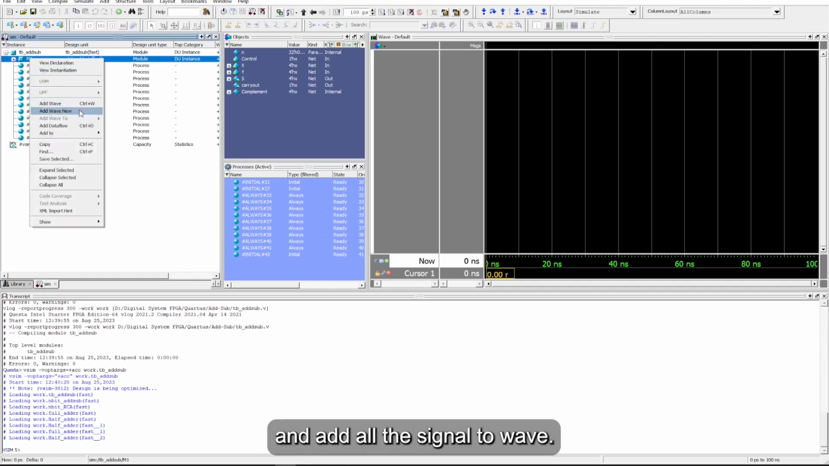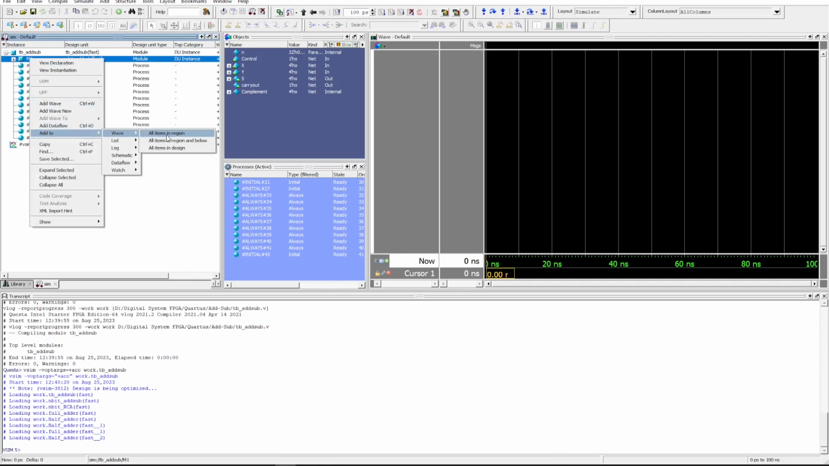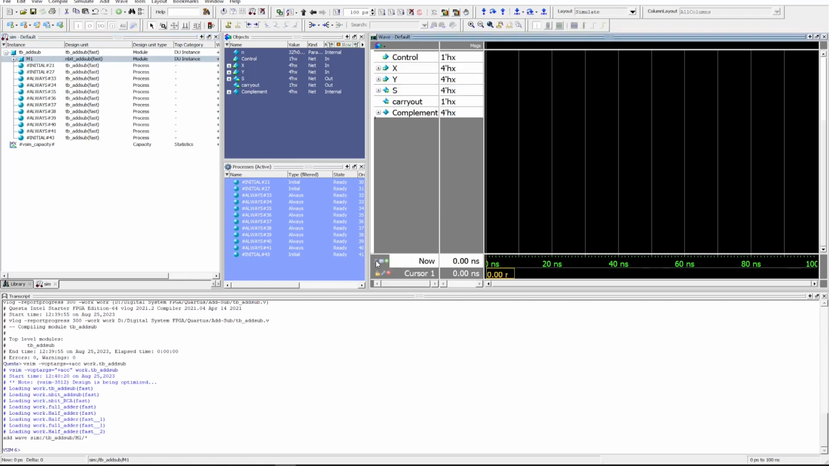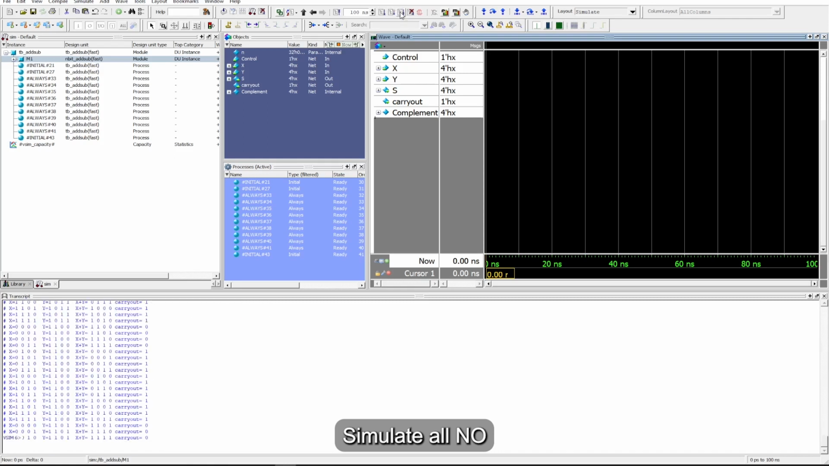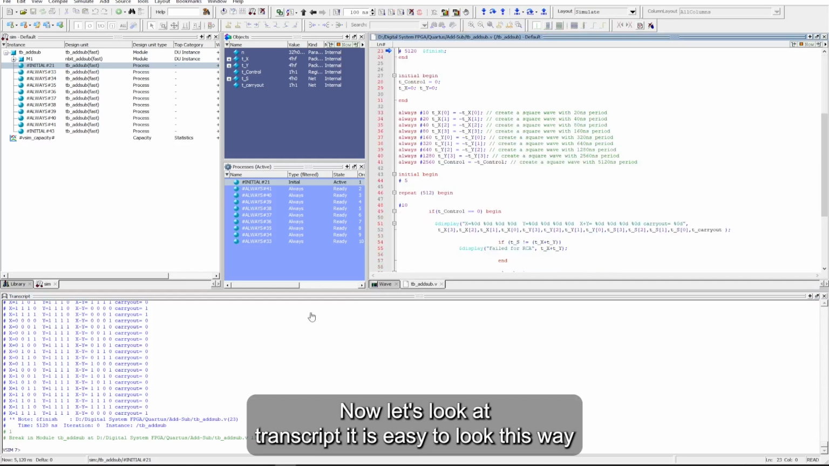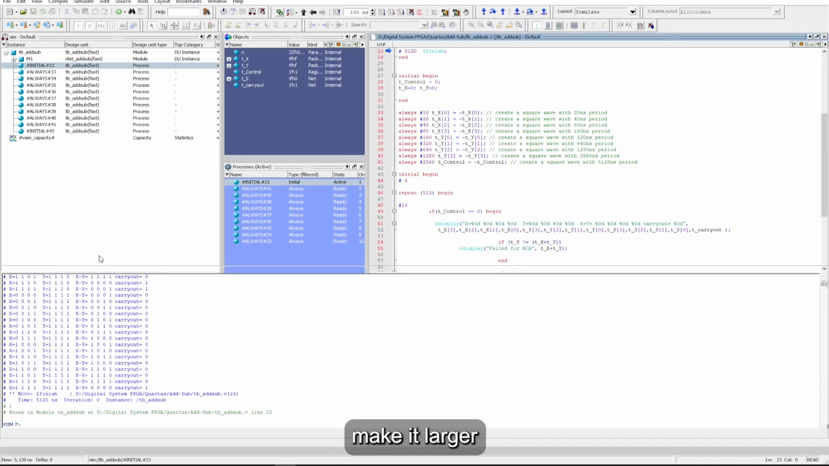And add all the signals to wave. But now we'll mostly look at the transcript. So let's do it, and then simulate in nanoseconds. Simulate all. Now let's look at the transcript. It's easier to look at this way. Let's make it a little larger.